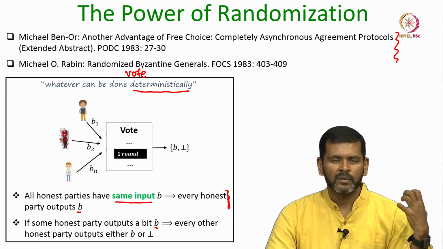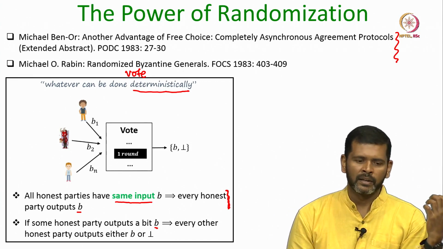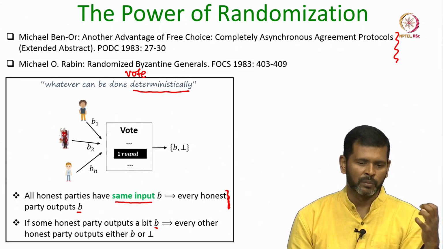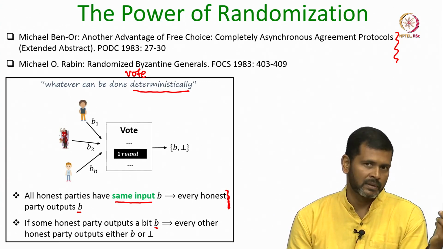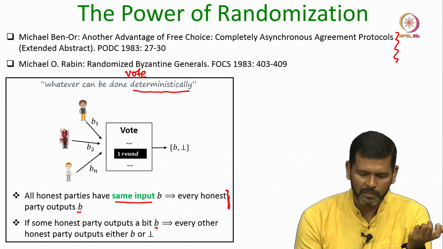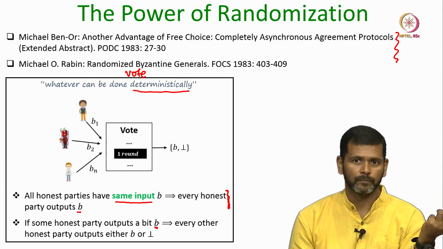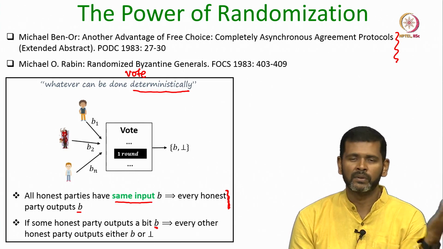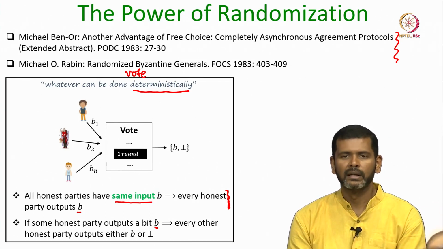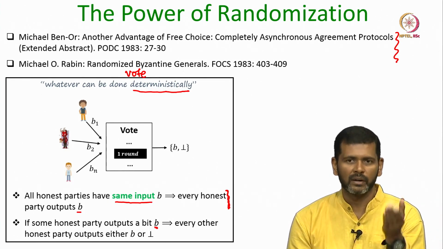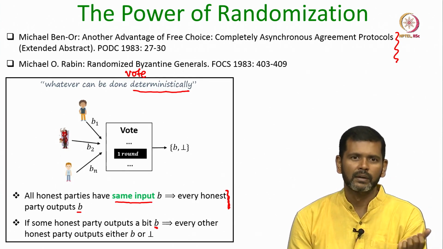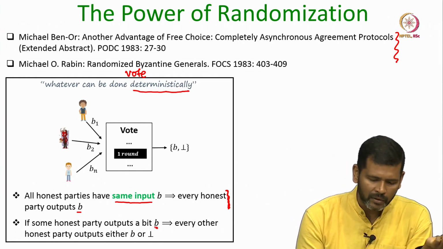But it could be possible that the inputs of all the honest parties were not the same at the beginning of the vote protocol, but it could still be possible that some honest party outputs a bit p. Okay. It is not necessary that if the inputs of all the honest parties were different, then everyone will output bot. No, that is not necessary. It could be possible that some honest party ends up outputting b.